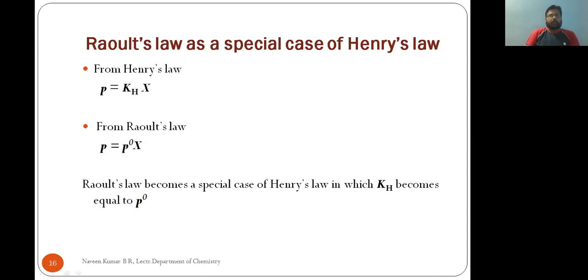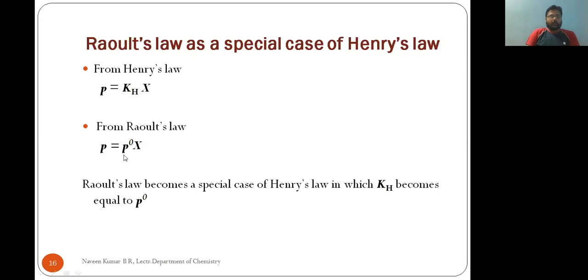Okay. Now we'll focus first on Raoult's law as a special case of Henry's law. As we have already learned, Henry's law states the solubility of a gas in a liquid is directly proportional to its partial pressure present above the surface of the liquid. So the mathematical form of Henry's law is P is equal to Kh times mole fraction, where Kh is called Henry's law constant.